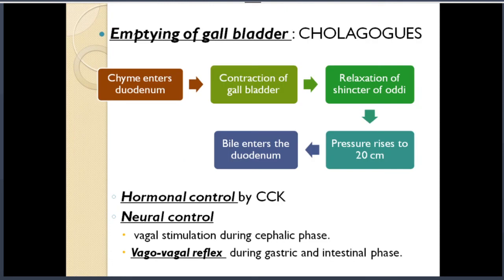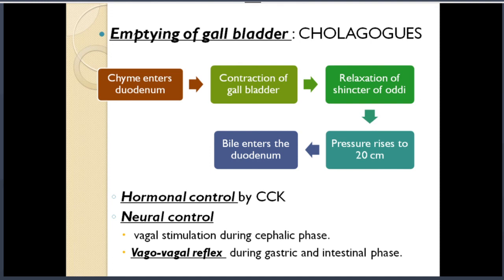It will be required when chyme enters the duodenum. As soon as chyme enters the duodenum, the duodenum will release CCK, a hormone. Cholecystokinin, which we have read about, is released by the I cells of the duodenal epithelium, stimulated by the byproducts present in the chyme. The acidic chyme and the byproducts of fat digestion in the chyme all stimulate the I cells. So the I cells present in the duodenal epithelium will release CCK, cholecystokinin.